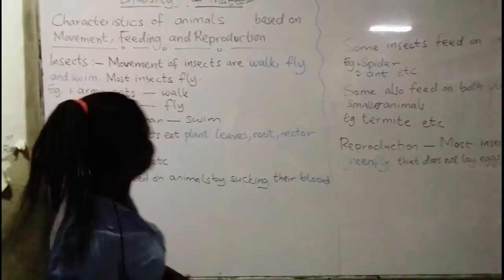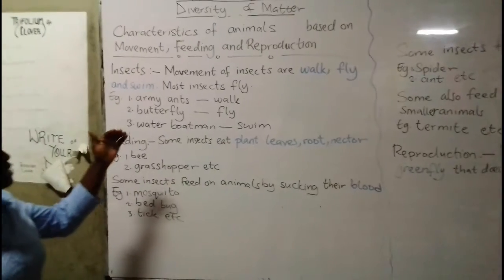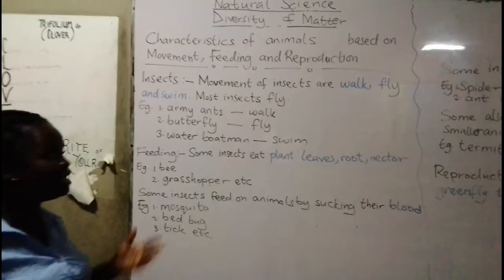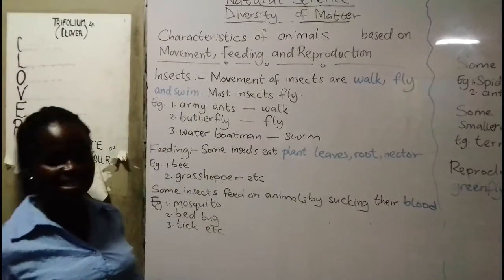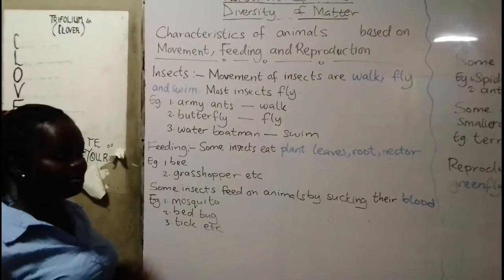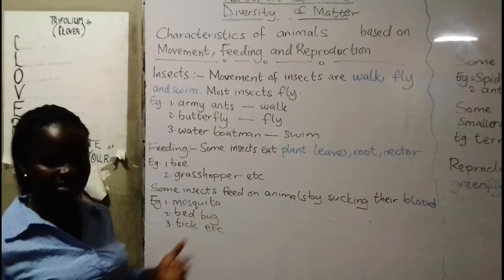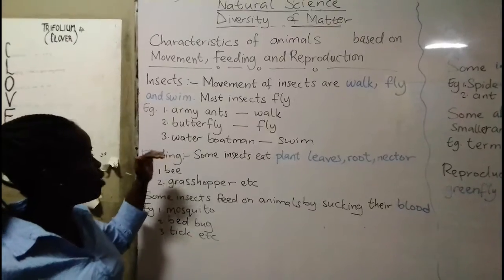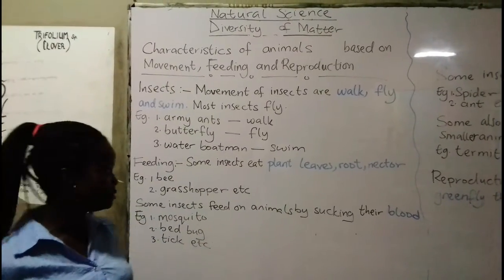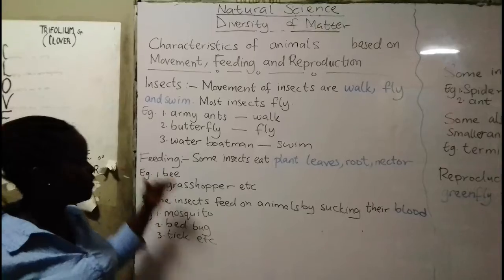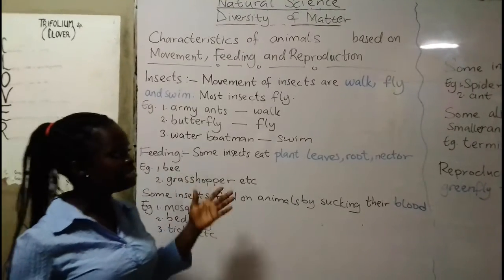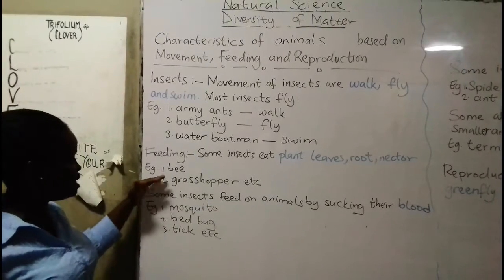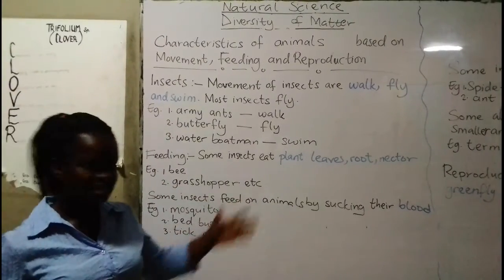So in summary, the movements of insects are walk, fly, and swim. Most insects fly. Examples, we have army ants that walk, we have butterfly that fly, and we have water boatman that swim. And then, for feeding, some insects eat plant leaves, roots, nectar. Example, we have bee, grasshopper, etc.